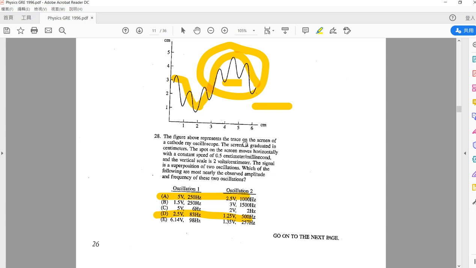I already said that the low frequency will form the envelope. So you can see the length of the envelope is just like 1 centimeter. So basically it's 2V. The low frequency will form an envelope which is close to 2V. So what is the answer? The answer is D. Okay, I think this one is difficult, it's hard to guess the answer.